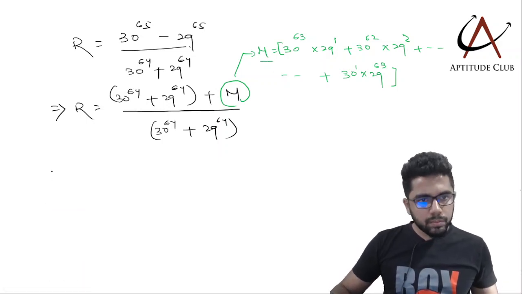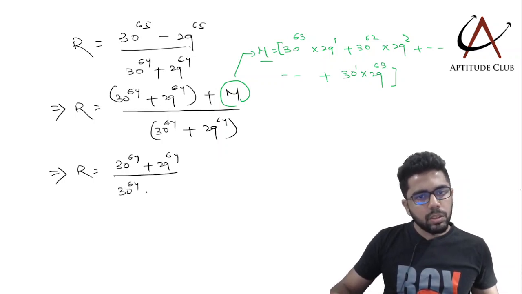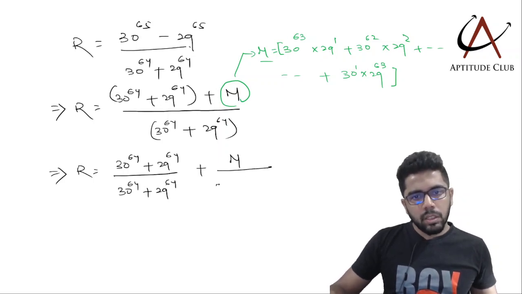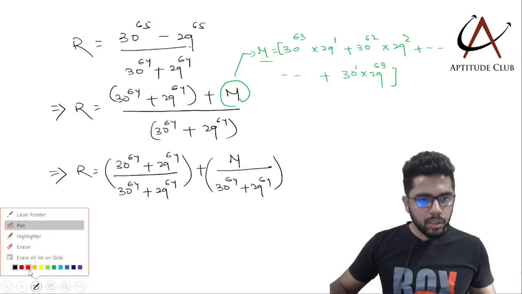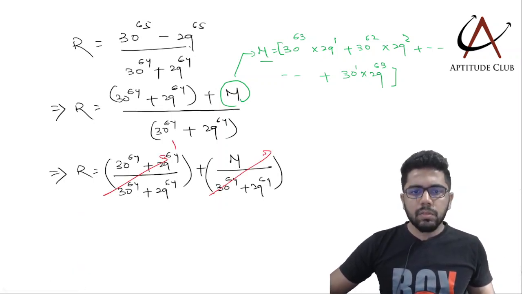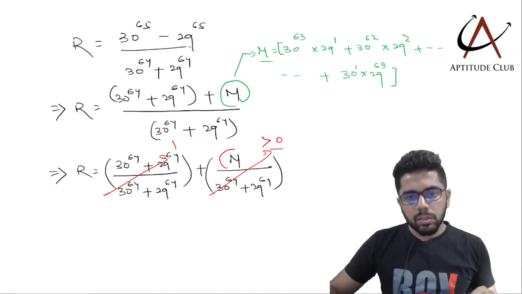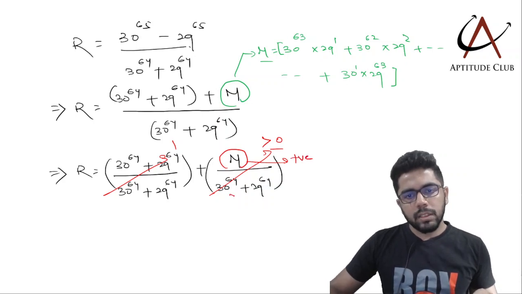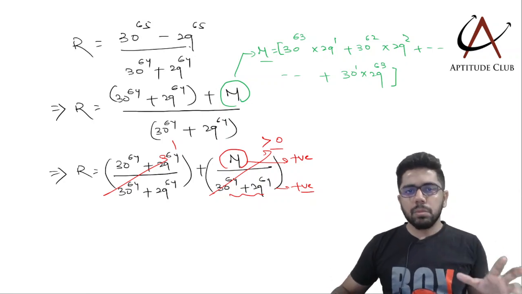So what do you get? I can just simplify it in this way. It is 30 to the power 64 plus 29 to the power 64 divided by 30 to the power 64 plus 29 to the power 64, plus m divided by 30 to the power 64 plus 29 to the power 64. I can open it up in this way. Now this value is 1 and this value is definitely greater than 0, because m is positive and this thing is also positive. So the overall fraction, we don't know what the value is, but definitely it is positive.